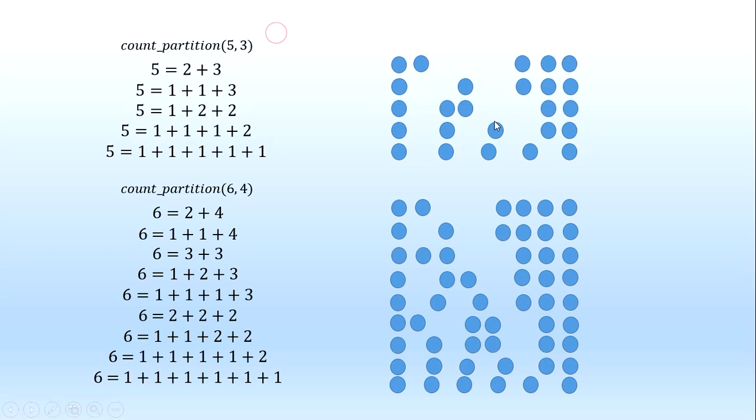And then if you want one more example of exactly how this works, here's a count partition of 6 using parts up to 4. So notice that we're not using any parts up to 3, which is the definition of the problem.